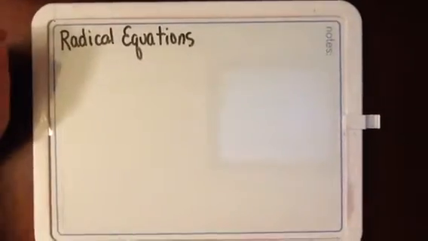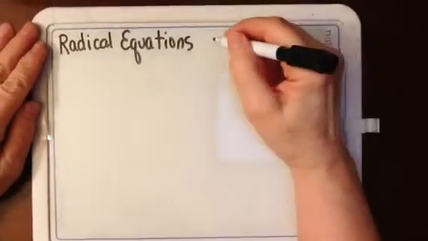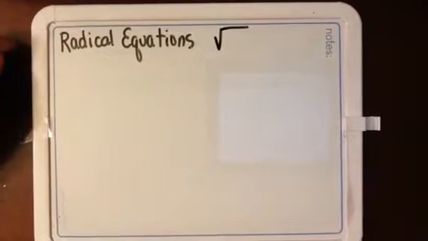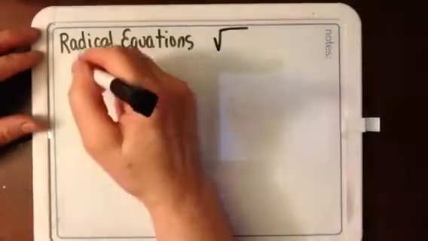Hello. In this video we're going to go over radical equations. Remember that the radical sign looks like that. And so a radical equation is simply an equation that contains a root, a square root, a cube root, a fourth root, but usually a square root.